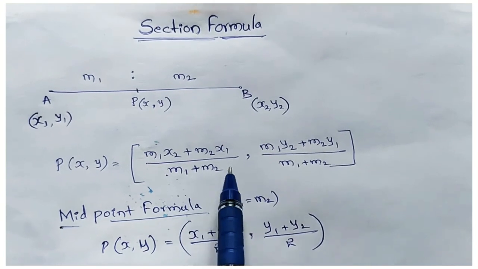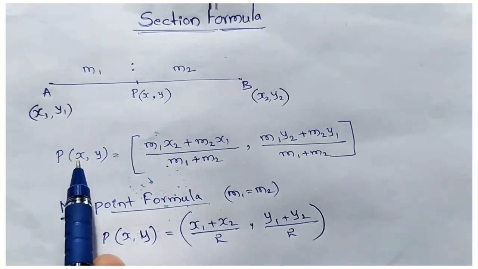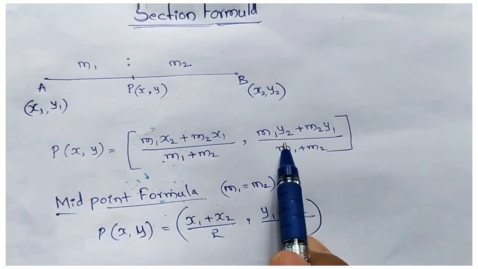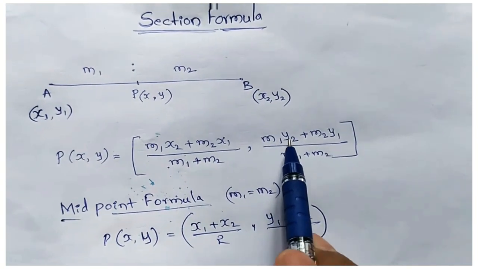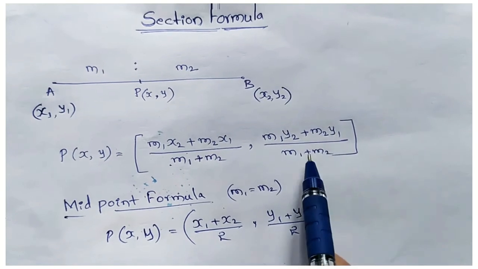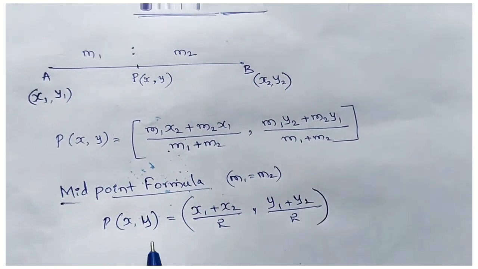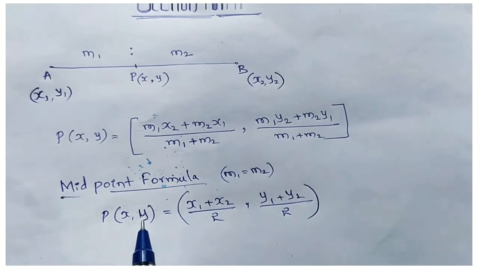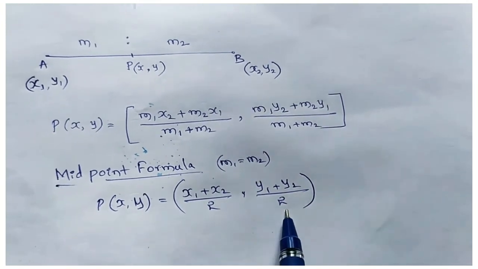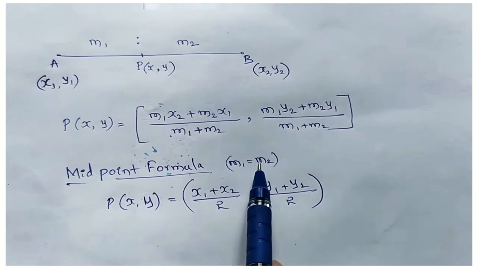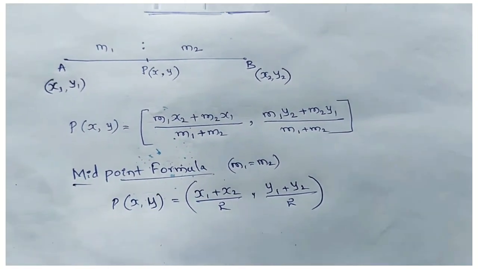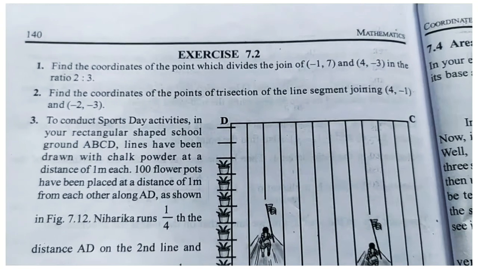So here we are getting two formulas, for x we get the first one and for y we get this formula, that is m1 into y2 plus m2 into y1 divided by m1 plus m2. Similarly here also the x value is x1 plus x2 by 2, and the y value is y1 plus y2 by 2 when m1 equal to m2, or else you can take the midpoint directly. Let's go to the exercise now.